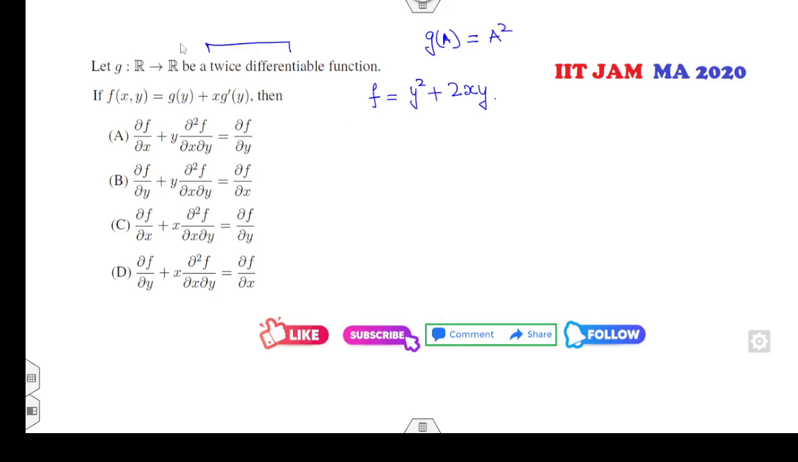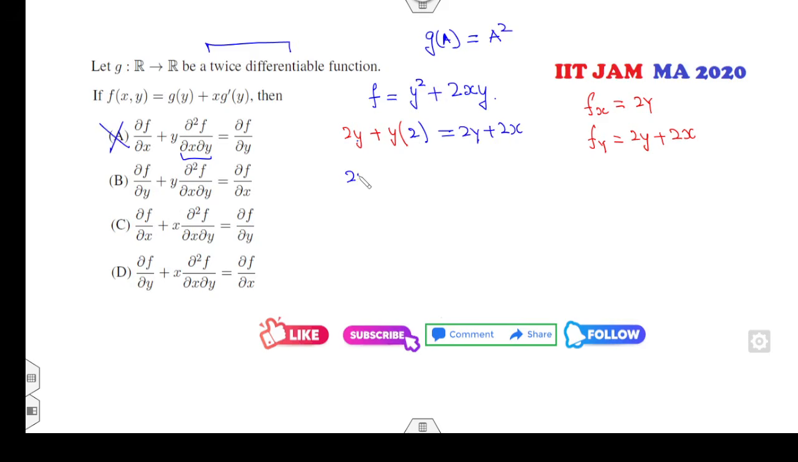Partial derivative with respect to x plus y into 2, we differentiate twice. f of x, how much is it? 2 of y. f of y will be 2y plus 2x. Now if you substitute partial derivative y with respect to x, 2, is it equal to partial derivative of y? No, it's 4y, which is not equal.